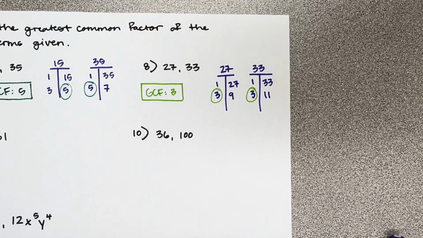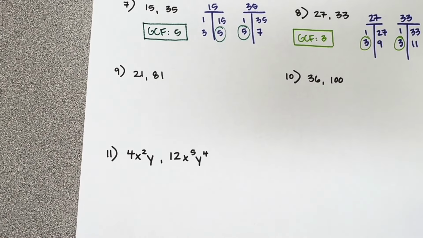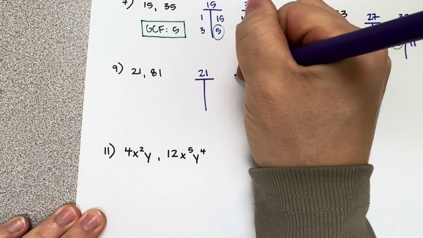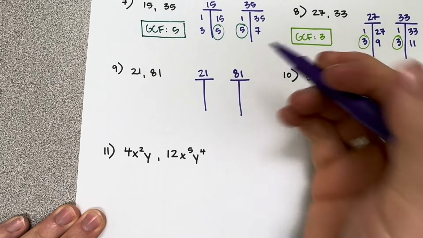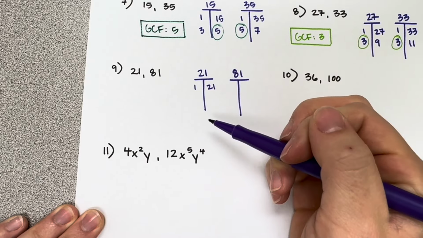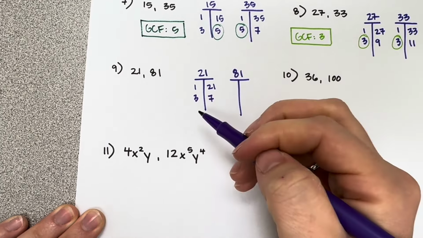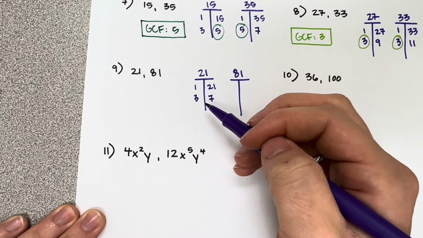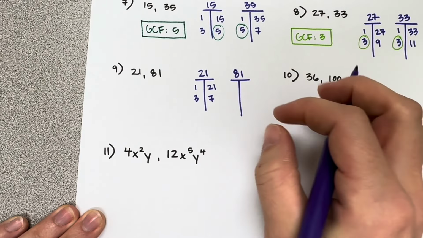Beautiful. Okay, let's practice that a couple more times. So now I have 21 and 81. Okay, well I know for 21, 1 times 21. 2 doesn't go into it, 3 does. 3 times 7. 4 doesn't, 5 doesn't, 6 doesn't, 7 does. We already have it, we're done.